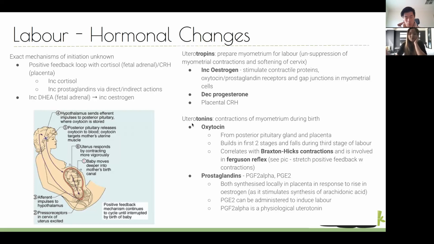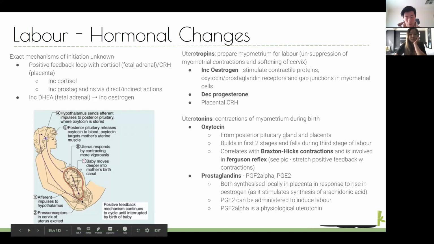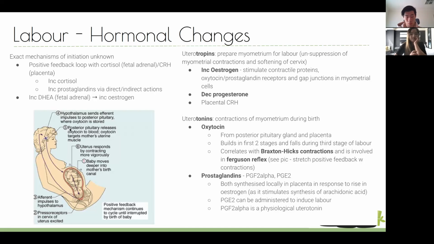And then you have uterotonins, and that causes the actual contractions. And that's oxytocin. Oxytocin is secreted from your posterior pituitary gland, unlike everything else, LH, FSH, which is from your anterior pituitary. It builds in the first two stages and falls, and that correlates with the Braxton-Hicks contractions, and it's involved in the Ferguson reflex. So the Ferguson reflex is basically the baby pushes down, that activates stretch receptors, moves up to your hypothalamus to send impulses to the posterior pituitary, and the posterior pituitary will release more oxytocin.